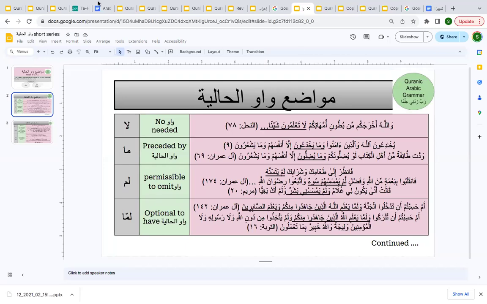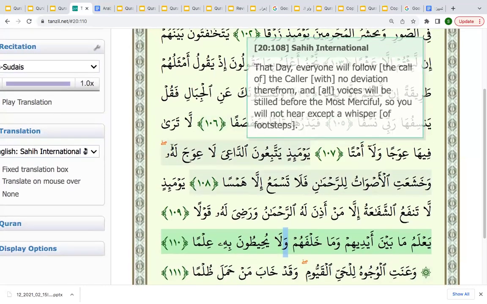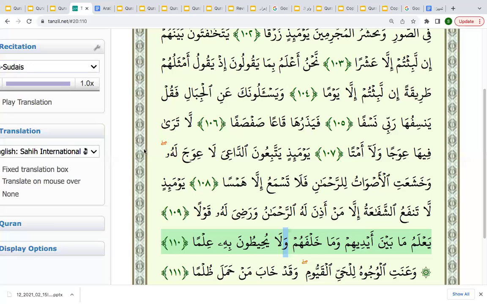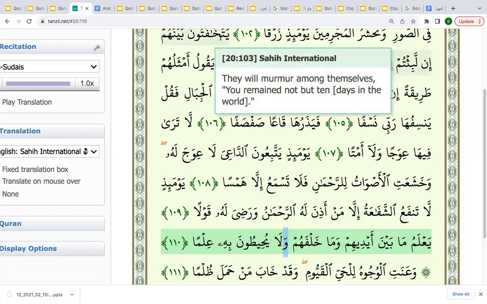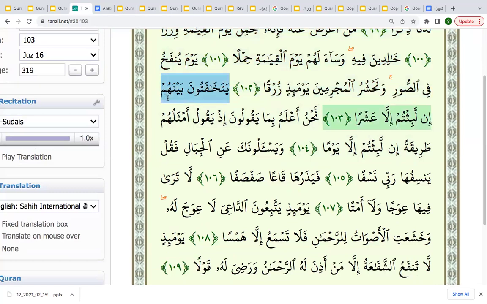And that is another topic for mudare. Do you need wow haliya before it? When your mudare is your jumlatul hal, do you need wow? No, you don't need wow at all. Not at all. So what is sufficing here when you have mudare as your hal? What is sufficient and makes a connection between sahibul hal and hal? What is there in yatakhafatuna and nakhshurul mujrimina that is enough to make a connection between sahibul hal and hal?